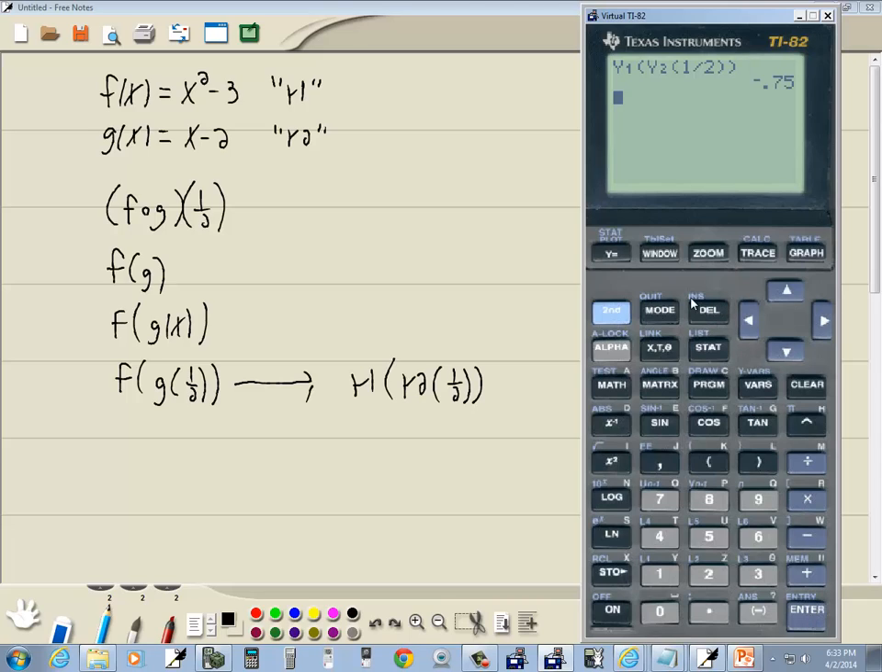Now we get negative 0.75, but we know how to handle decimals. We'll do math, enter, enter. And our answer is negative 3/4.